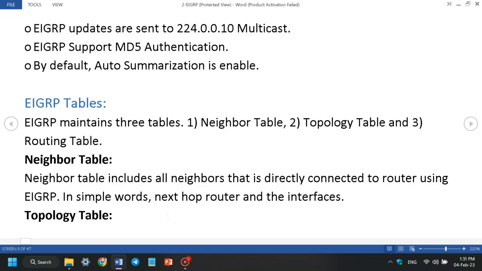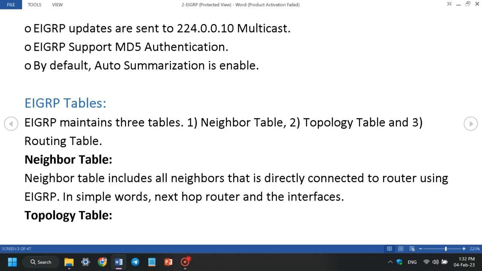EIGRP updates are sent to 224.0.0.10 as the multicast address. In an interview, we may be asked: what is the EIGRP updates multicast address? The answer is 224.0.0.10. EIGRP supports MD5 authentication, which is an encryption method. By default, auto summarization is enabled in EIGRP.